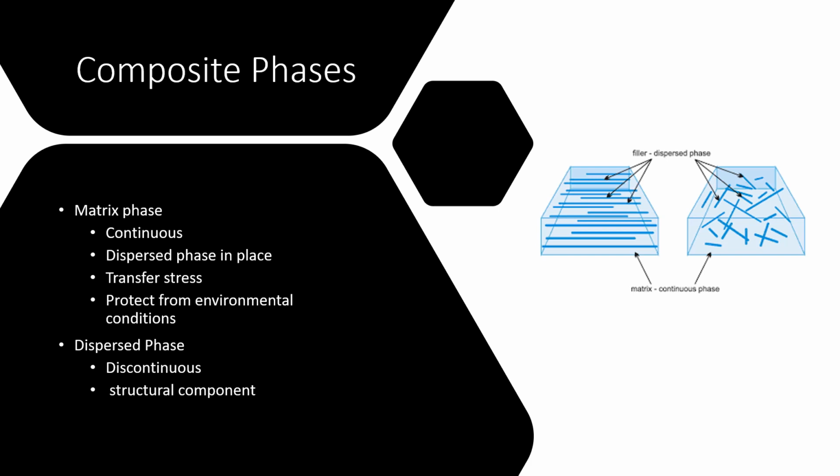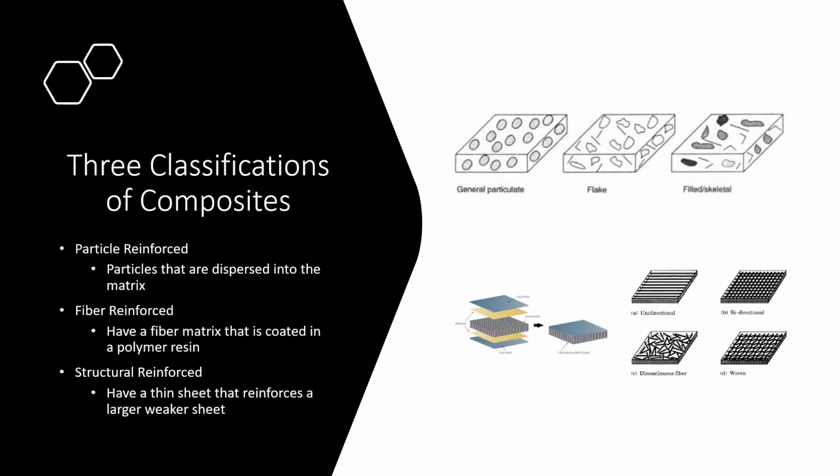The dispersed phase, which is also discontinuous, is the workhorse of the two phases. It carries most of the load and is responsible for most of the mechanical properties as well. This leads to how composites can be classified by their own individual structure types.